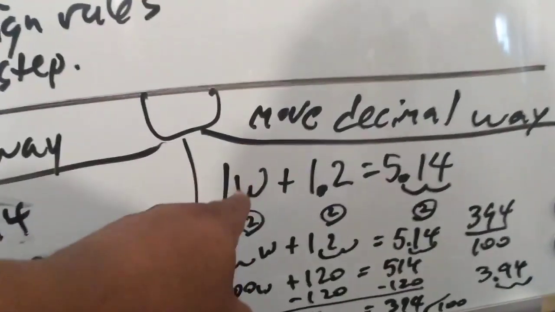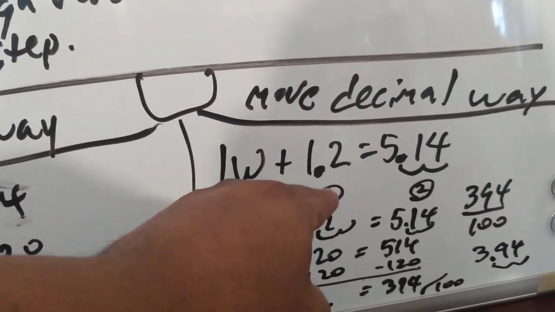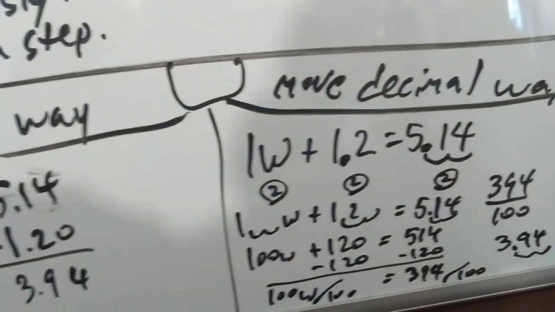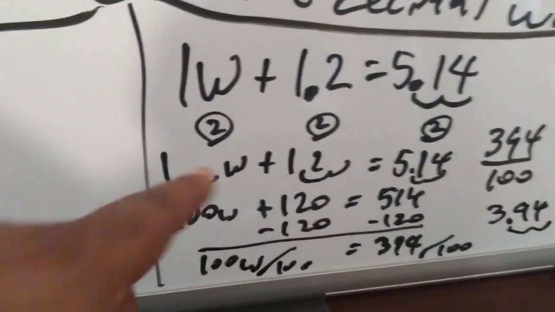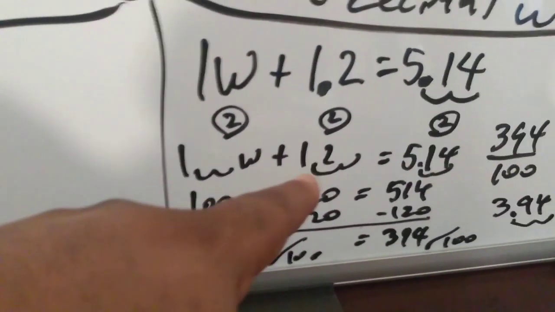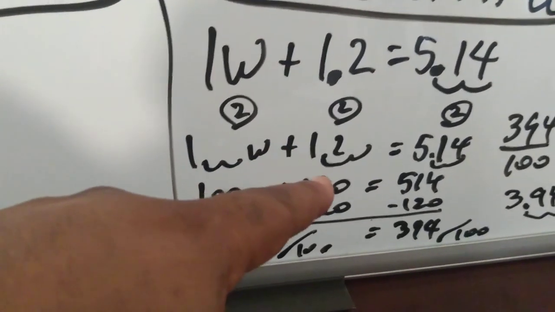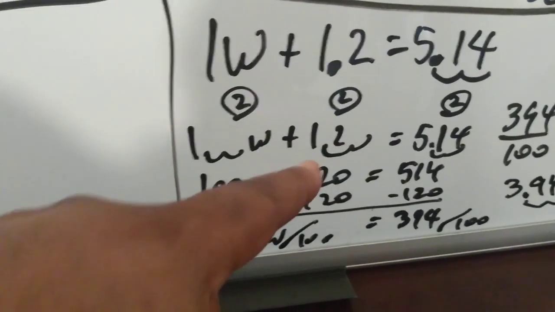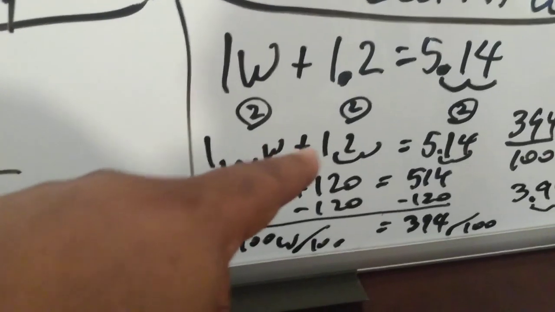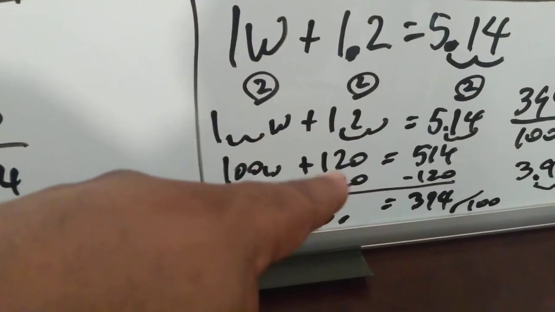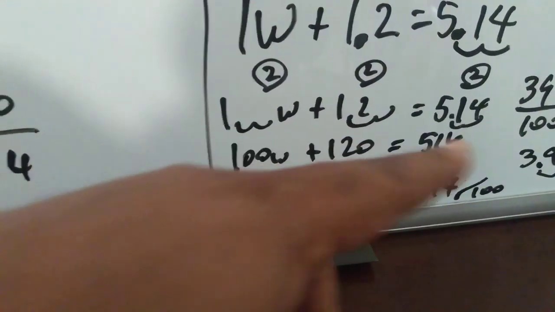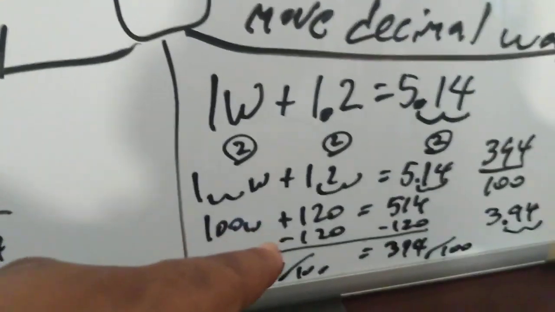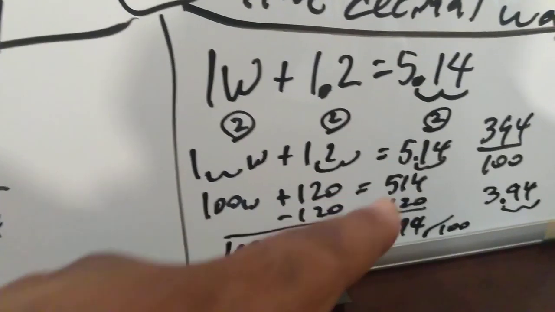So this is going to get moved over 2, this is going to get moved over 2, and the decimal point is going to get moved over 2 here. Remember this was 1, so it gets moved over 2: 1, 2. Now that makes it 100, right? It's like I multiplied everything by 100, so the LCD is 100. So this will get moved over 1, 2, and that turns into 120, and this moves over 1, 2, and turns into 514. Then you solve the problem: 100W plus 120 equals 514.